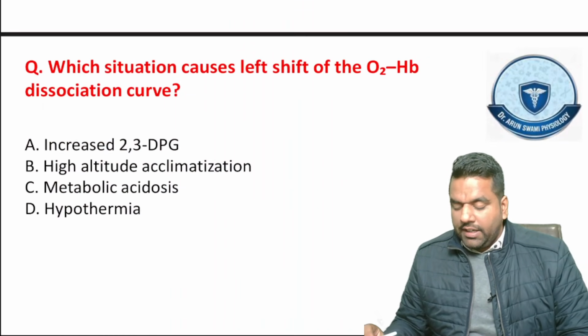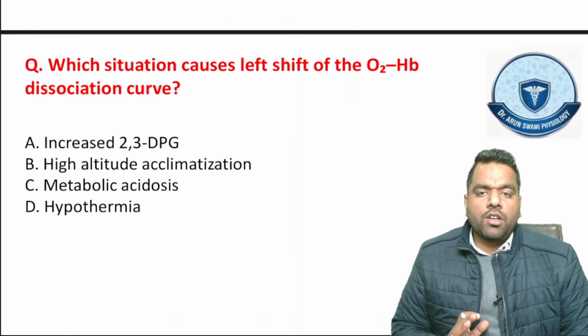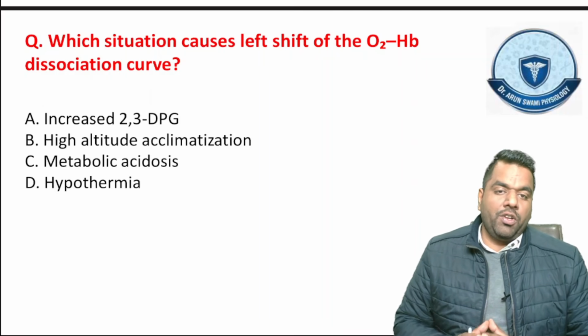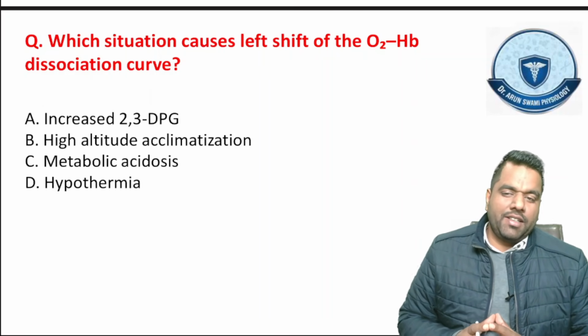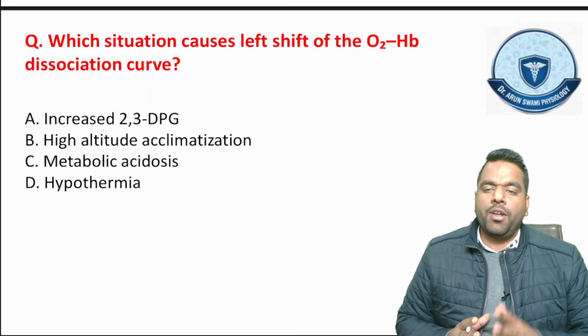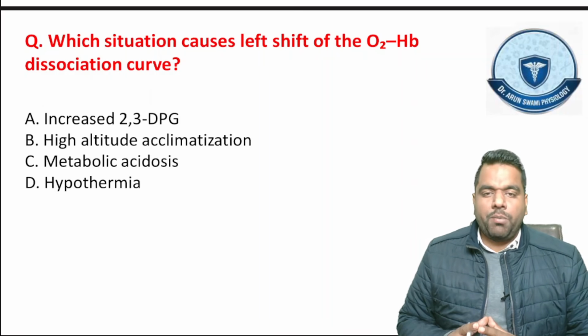So the next question is: which situation causes the left shift of the oxygen hemoglobin dissociation curve? Option A is increased 2,3-DPG, high altitude acclimatization, metabolic acidosis, and hypothermia.